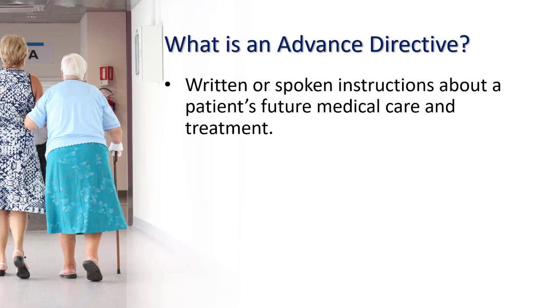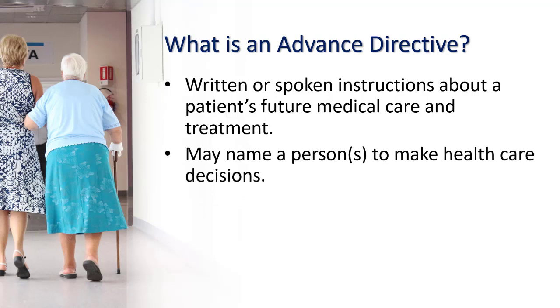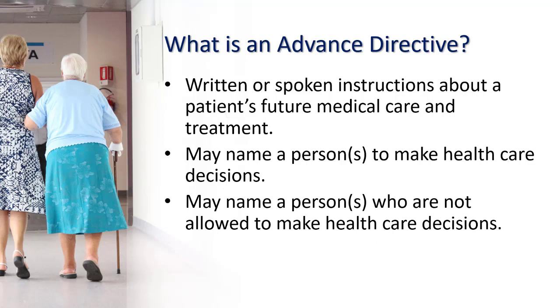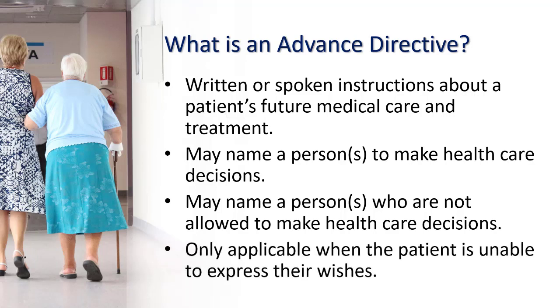So what is an advanced directive? An advanced directive is a written or spoken instructions about a patient's future medical care and treatment. The document can name a person or persons to make healthcare decisions for that patient. The document can also name a person or persons who are not allowed to make healthcare decisions. It's only applicable when the patient is unable to express their own wishes. Anytime the patient has the mental capacity to make decisions, they have that right to do that.